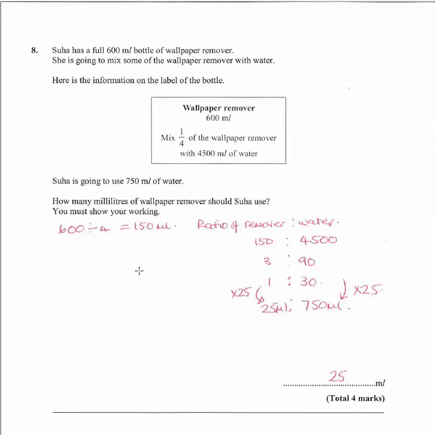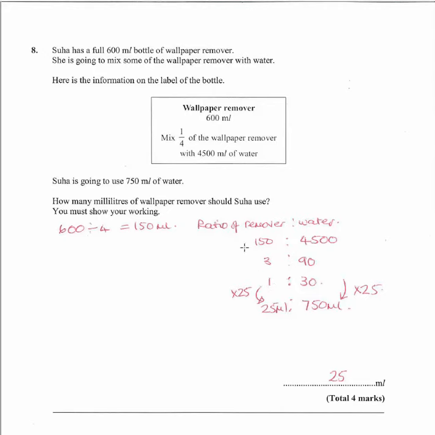Well, if you look at this recipe here, and that's basically what it is, you're going to mix 1/4 of the wallpaper remover, and 1/4 of 600 is 150. So basically 150 milliliters of wallpaper remover get mixed with 4,500 milliliters of water. So that's the ratio, 150 to 4,500. Simplify that down and you get 1 to 30. Basically, you need 30 times as much water as you do wallpaper remover.